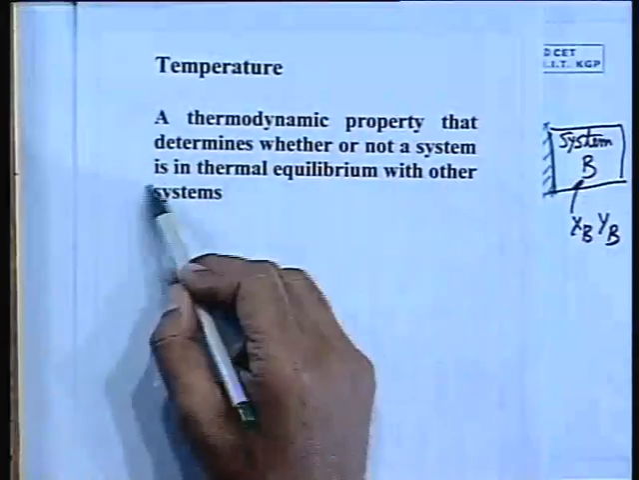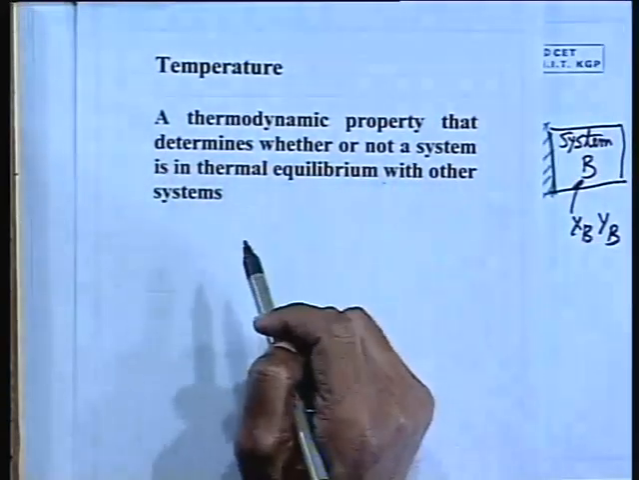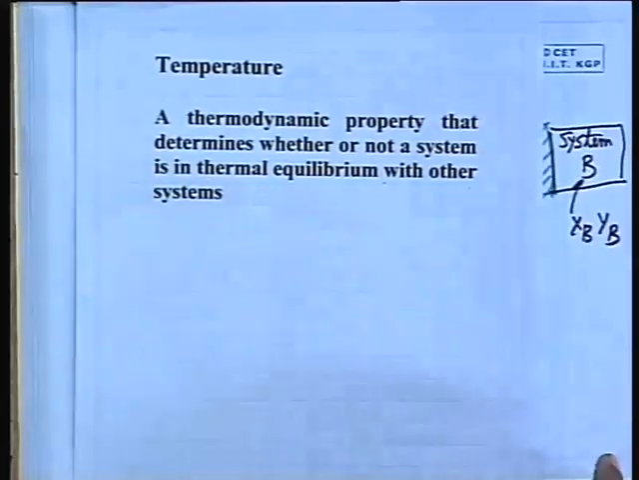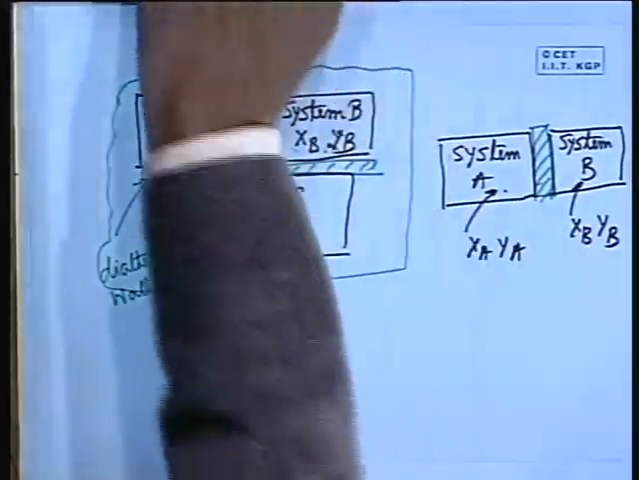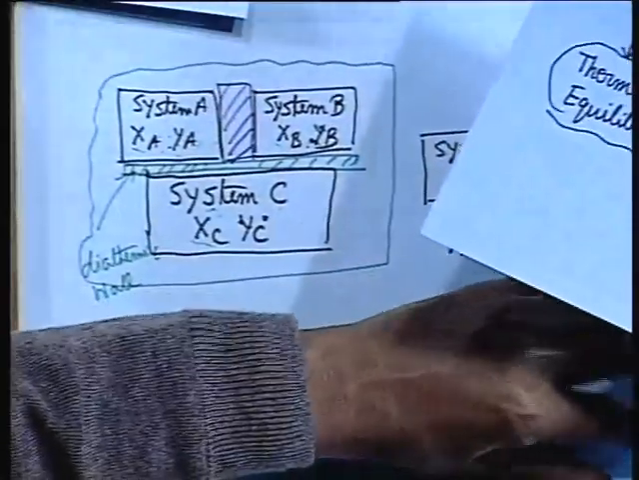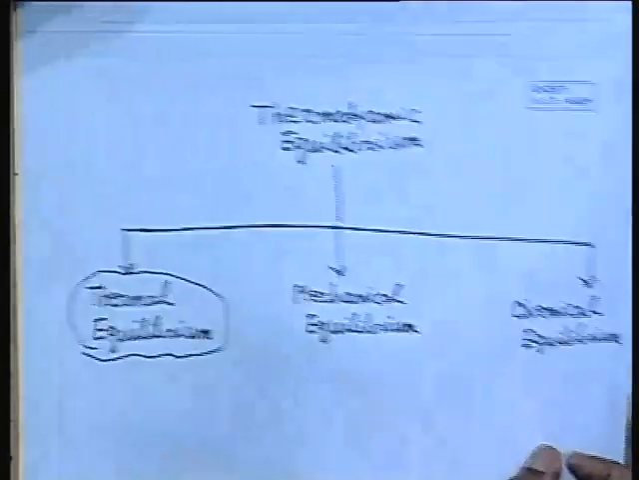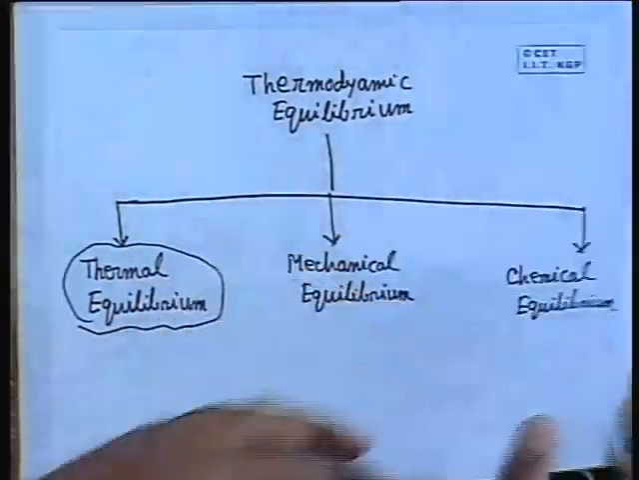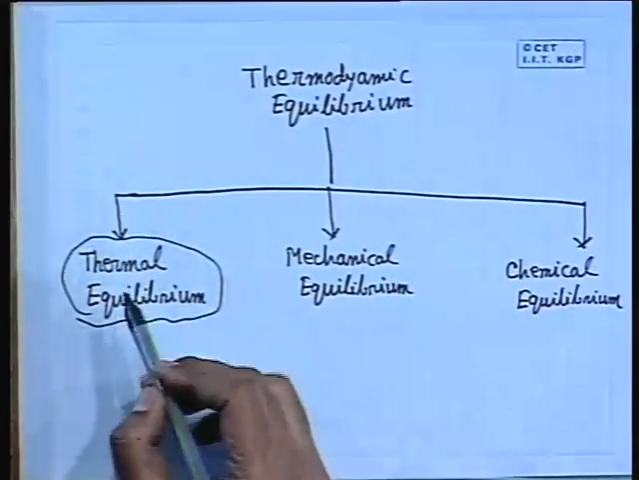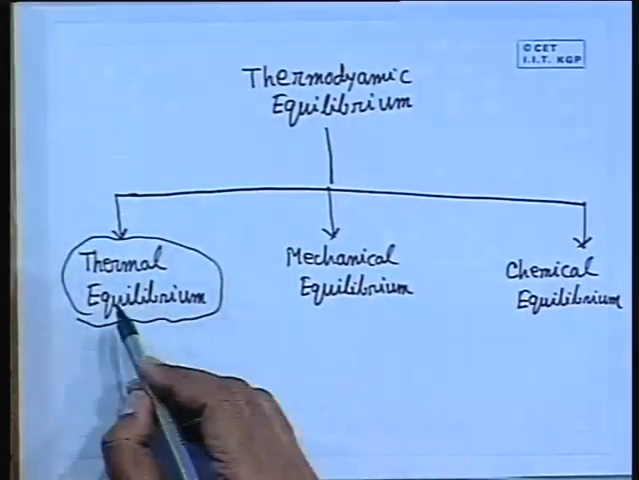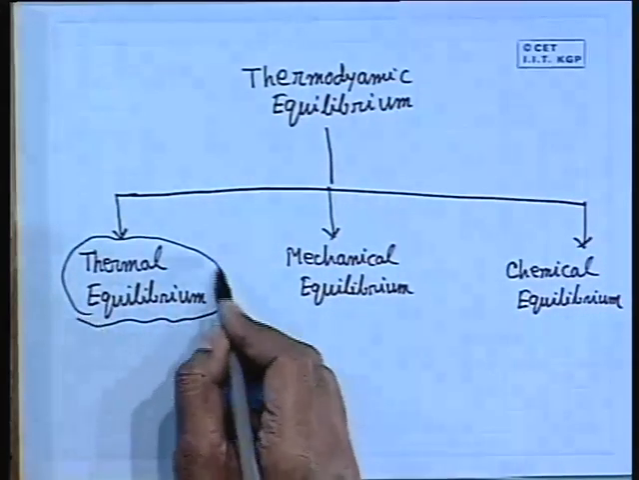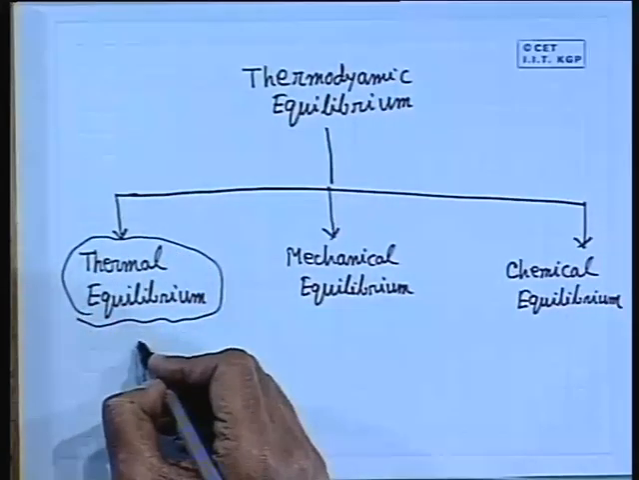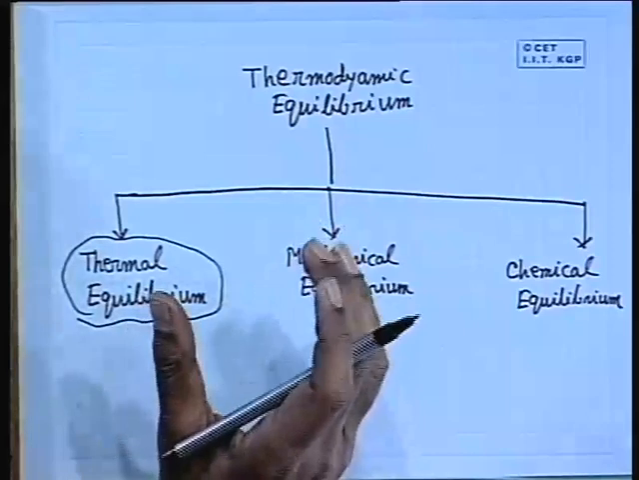It is a thermodynamic property that determines whether or not a system is in thermal equilibrium with other systems. So this is in short the concept of thermal equilibrium. Now we come back to this: for a system to be in thermodynamic equilibrium, it has to fulfill three equilibriums: thermal equilibrium, mechanical equilibrium and chemical equilibrium. Thermal equilibrium we have now understood, that is the equilibrium of temperature. That means when the temperature is the same between two bodies, there will be thermal equilibrium.